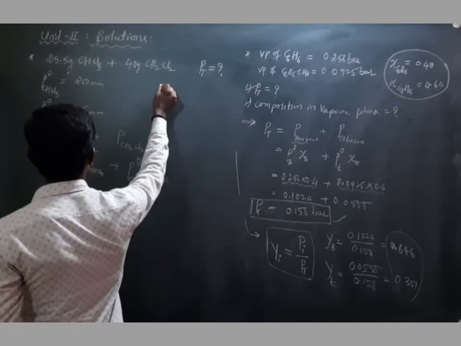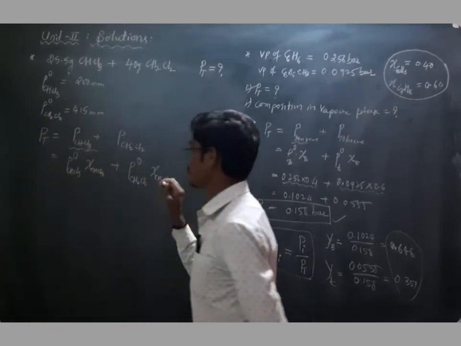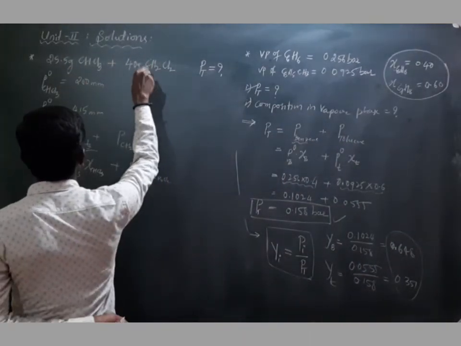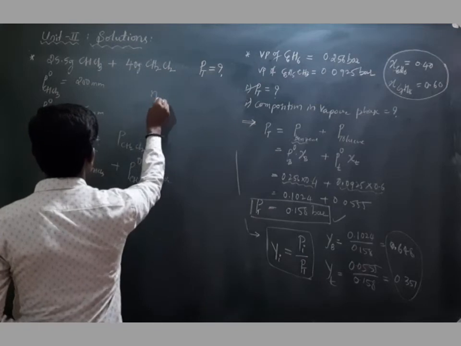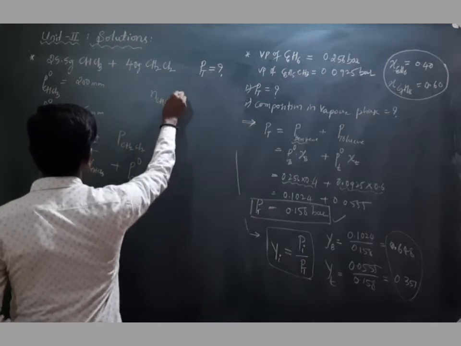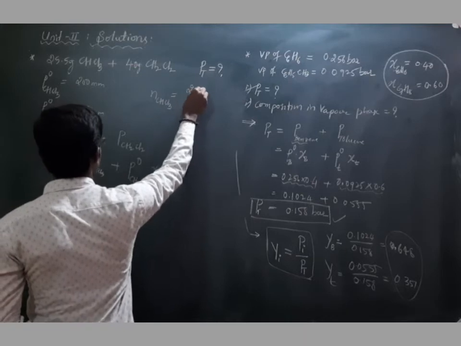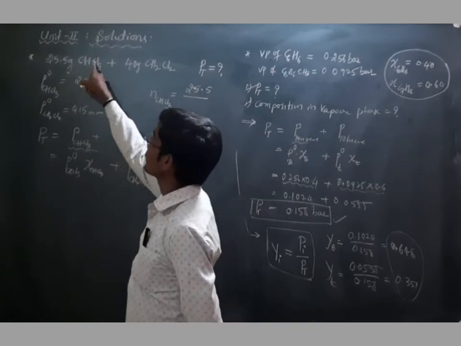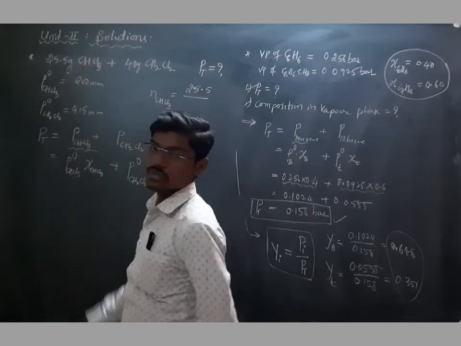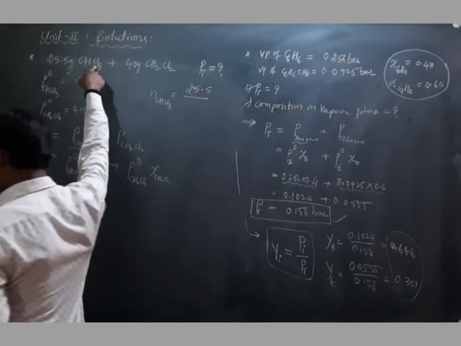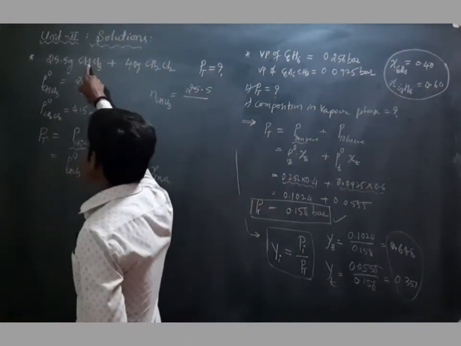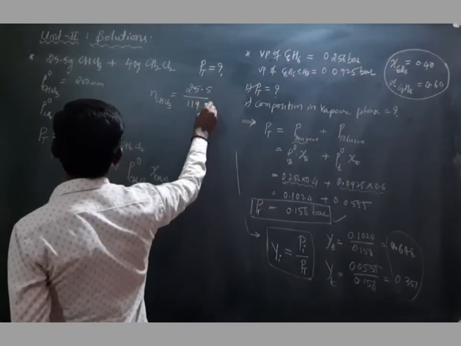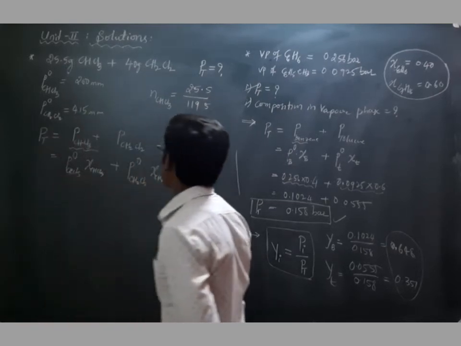So how to calculate the mole fraction? Before that, we must know the number of moles. Here the given mass is known, so let us convert this given mass into the number of moles. The number of moles of chloroform, CHCl3, is equal to the given mass divided by the molar mass. What will be the molar mass? 35.5 into 3 plus 1 plus 12: 35.5 into 3 is 106.5, plus 1 is 107.5, plus 12 is 119.5.